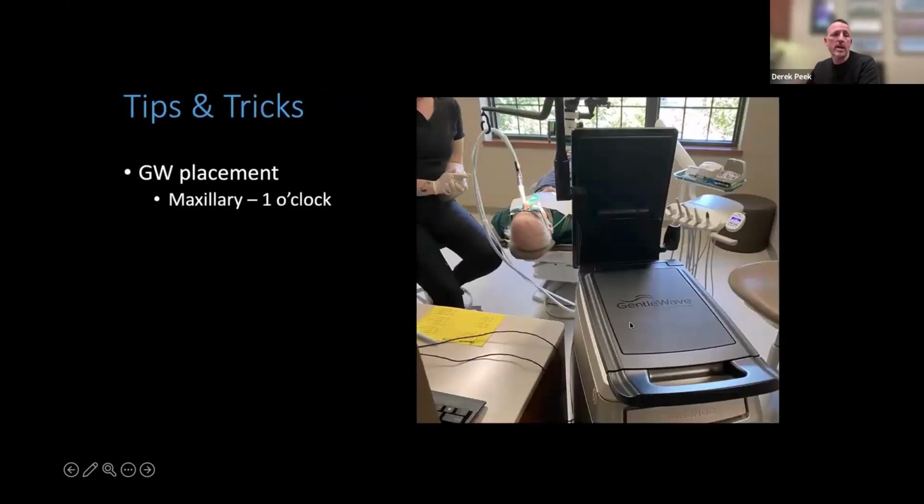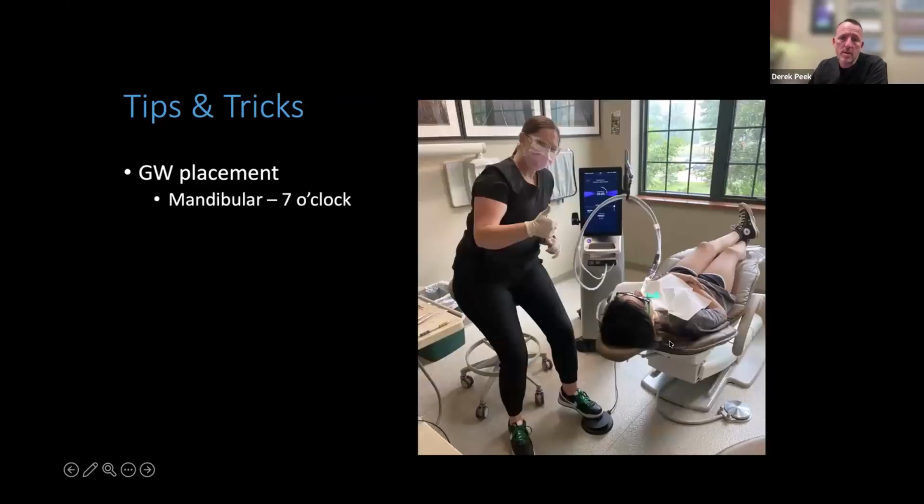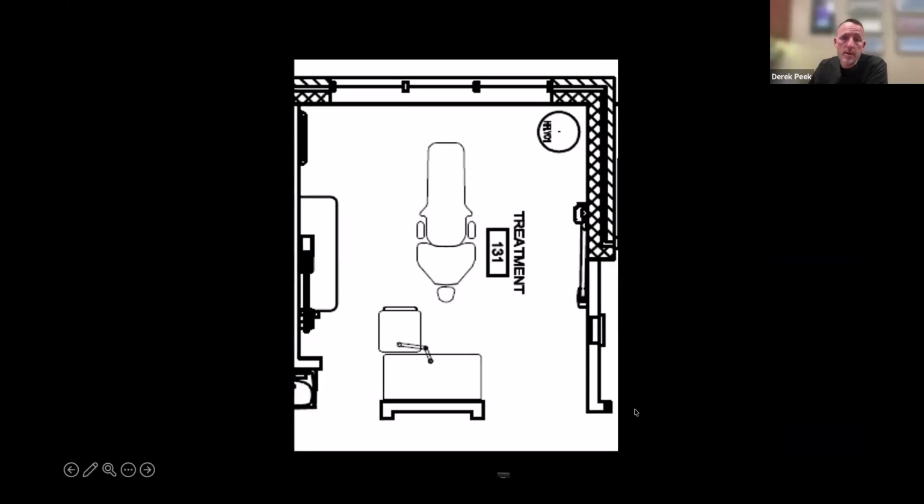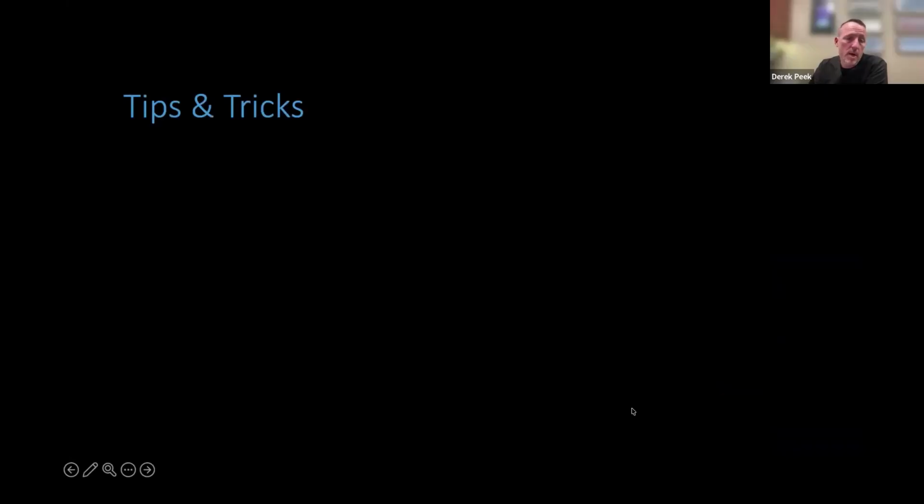So some tips and tricks. When I do a maxillary tooth, I put the GentleWave on my side. When I do a mandibular tooth, it's on the assistant side, and we just find that it rests on the tooth, and all we really have to do is put our foot on the rheostat and sit there for 9 minutes. So a pretty good break. If you look at your op, again, maxillary, put it back here, mandibular, put it there. It rests on the tooth a little bit better.